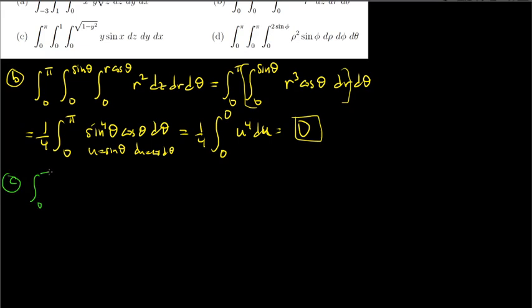So here we're going from 0 to pi again. X goes from 0 to pi. Y goes from 0 to 1, and then z goes from 0 to the square root of 1 minus y squared, which I believe is just a cylinder, right? Yeah. So the first integral just gives you the square root of 1 minus y squared.